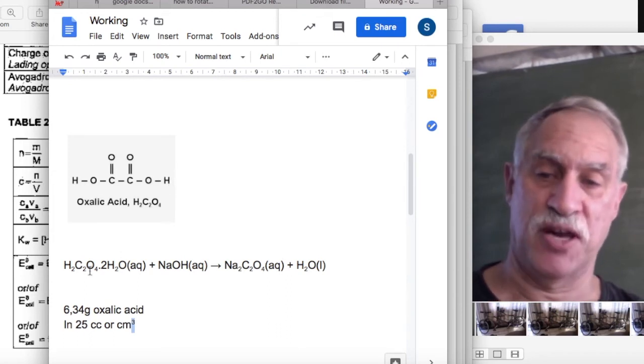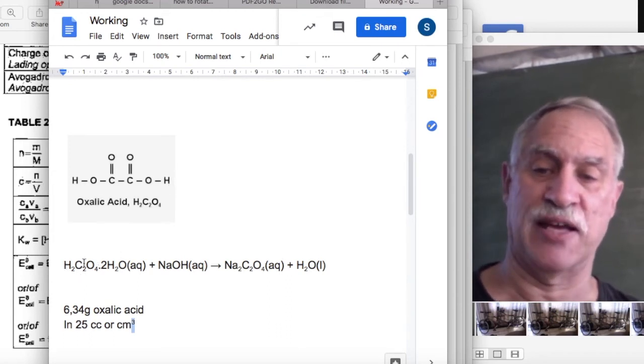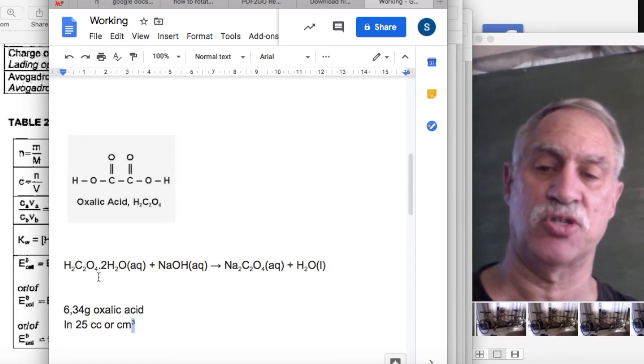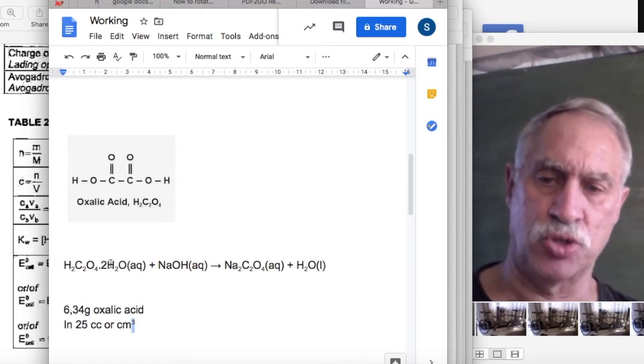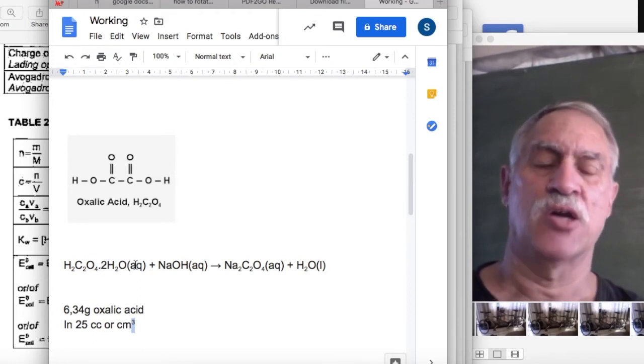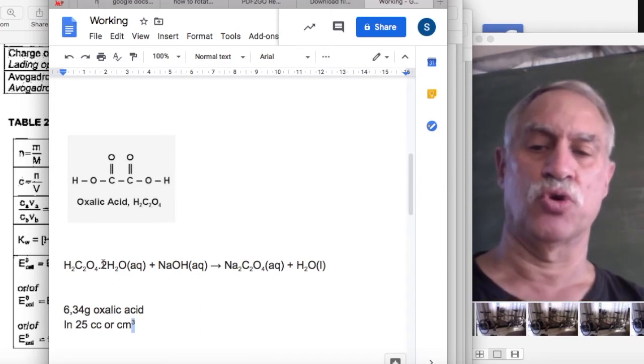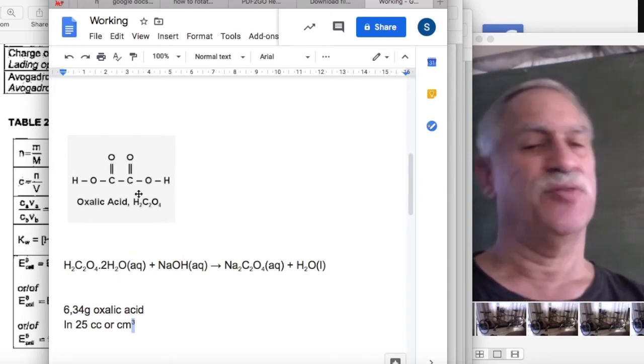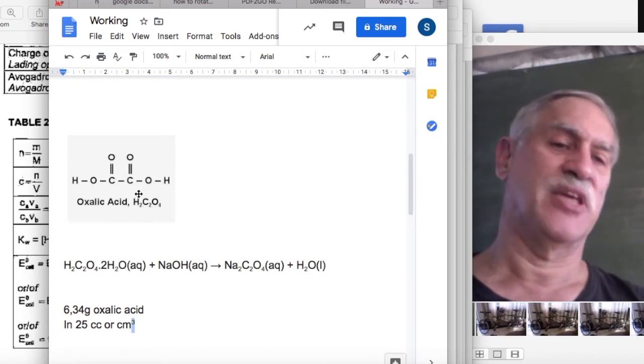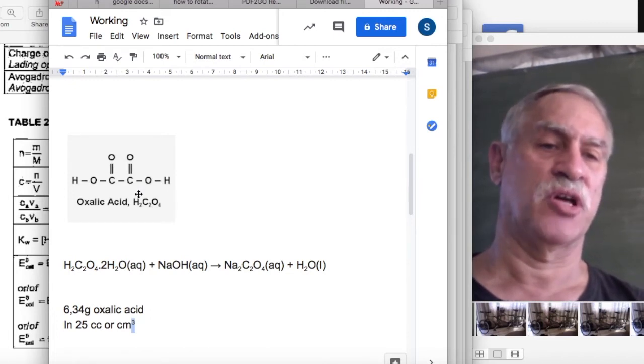So here we see the formula for oxalic acid. But now notice this curious thing. It's got a full stop, 2H2O aqueous. What this means is called the water of crystallization. You all know that sugar doesn't come from a packet from a shop. You all know it comes in sugar cane.